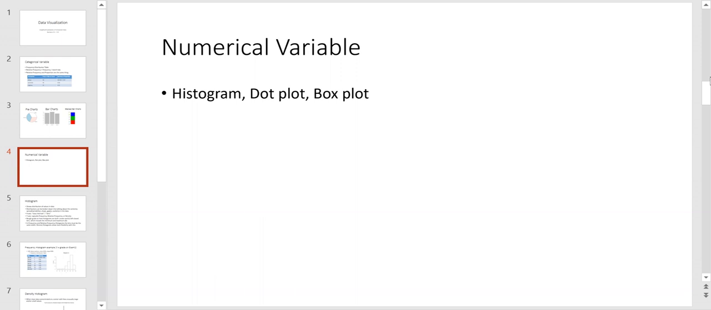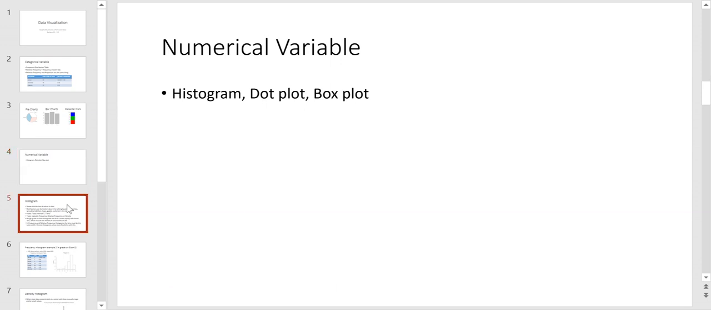I think the histogram and the dot plot have a lot of overlap, and I want to focus on the histogram. So I'm not going to discuss the dot plot too much, or if at all. And the box plot I'd love to discuss. It's another important plot, but we need some more background material on numerical summaries of data before we can adequately discuss the box plot. So with no further ado, the rest of this video is going to heavily focus on the histogram.